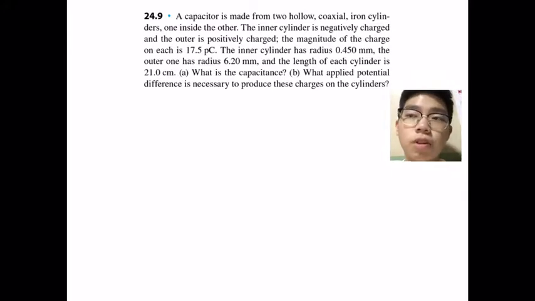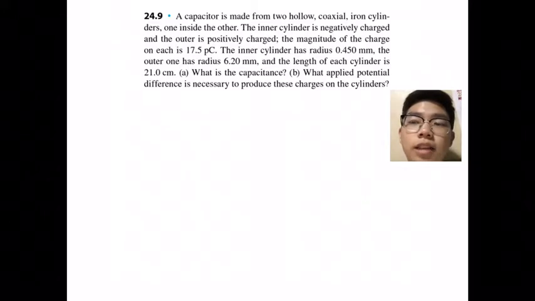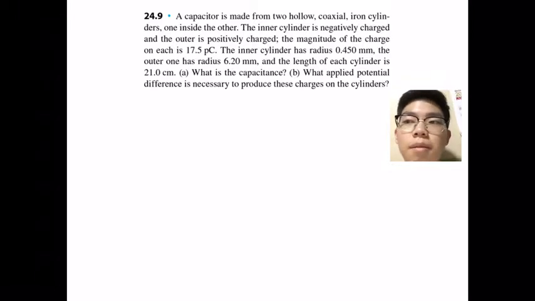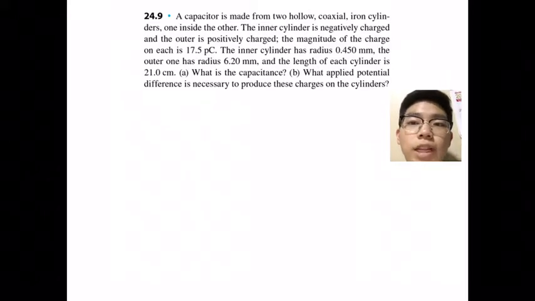For the first question, we have a capacitor made of two hollow coaxial iron cylinders, one inside the other. The inner cylinder is negatively charged and the outer is positively charged. The magnitude of the charge in each is 17.5 picocoulombs. The inner cylinder has a radius of 0.45 millimeters, while the outer one has a radius of 6.2 millimeters, and the length of each cylinder is 21 centimeters.